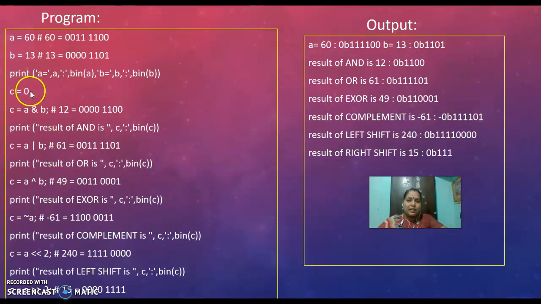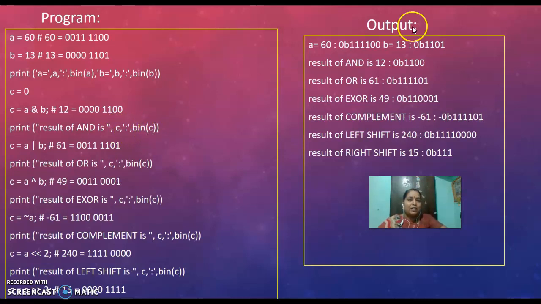Next, C is assigned to the value 0 and C is equal to A and B, that is A and B both are ANDed together and the result is assigned to C and the resultant value is equal to 12. The binary value of 12 is this. So the result of AND is, we have to print C followed by the binary value of C.